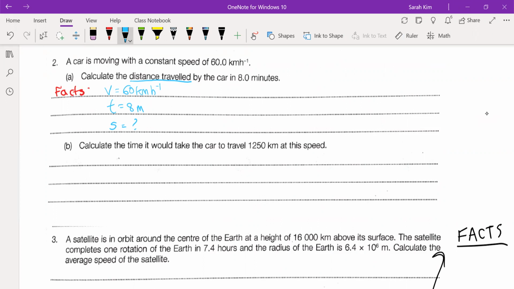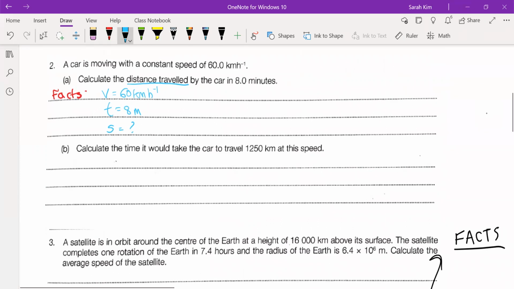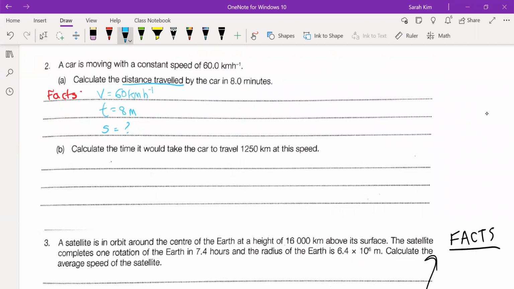Now, because we've got kilometers per hour and minutes, we want to make sure we've got either kilometers per hour or meters per second. So you need to either convert the V and the T or just the T. Personally, I would just change the time into hours because the velocity is already in hours. So how do I change 8 minutes into hours? Well, you just divide by 60. So 8 divided by 60, I'm just going to write that as a fraction because I can't be bothered doing that in my head. So that is now, oh, not seconds, my bad, hours.